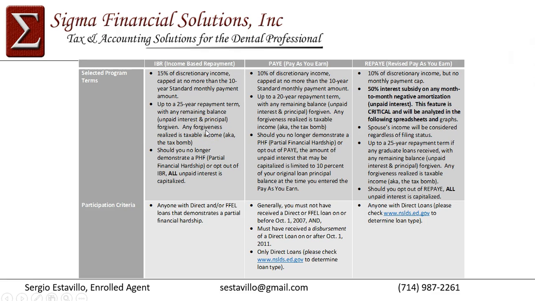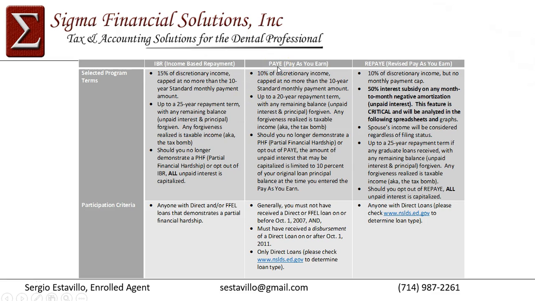So you'll get what's called a 1099-C, cancellation of debt, at the point of forgiveness, and you have to report all that unpaid interest and principal as income to you for that particular year. And finally, that third bullet point, should you no longer demonstrate a partial financial hardship, meaning that your income is so high now your payments would exceed the 10-year standard payment amount, or you opt out of IDR, all that unpaid interest gets capitalized to the principal, so you have a new balance at that point. So those are kind of the three bullet points with IDR.